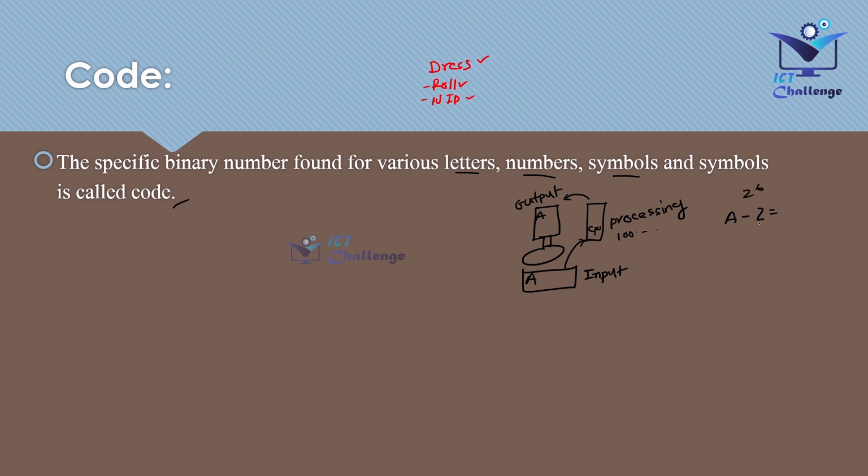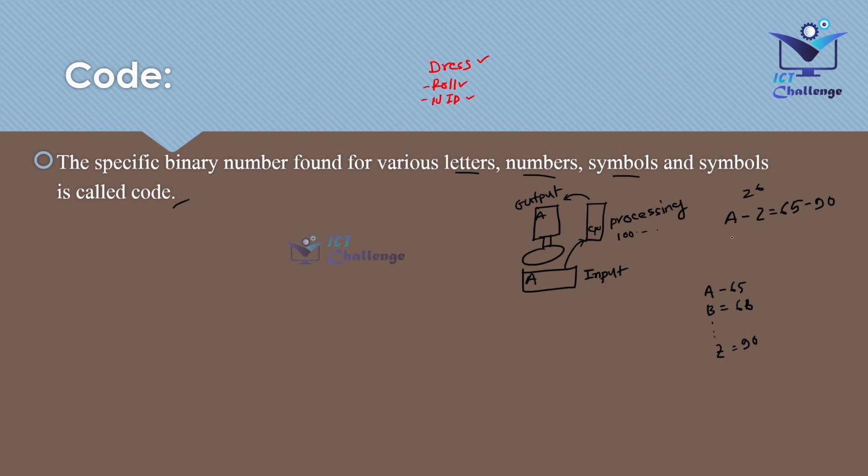So each character has a unique roll number. For A, this is 65 to 90. That means capital A means 65. For capital B, this means 66. So the capital Z means 90. We have 26 rows for them.